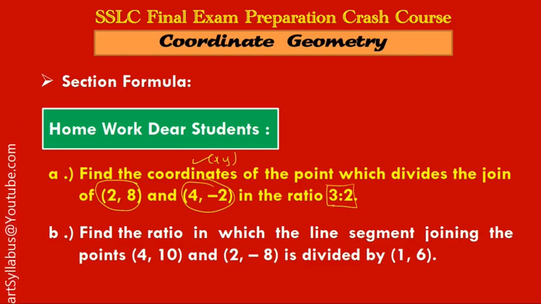Similarly, in the second one, three coordinates are given. You have to find the given ratio. So this is x1 y1, x2 y2. This is nothing but just x y. You have to find here m1 and m2.